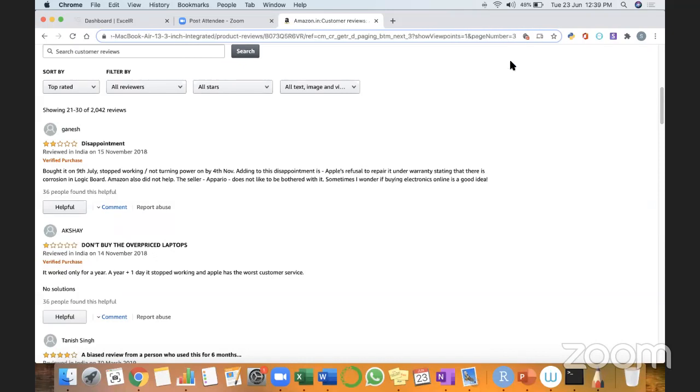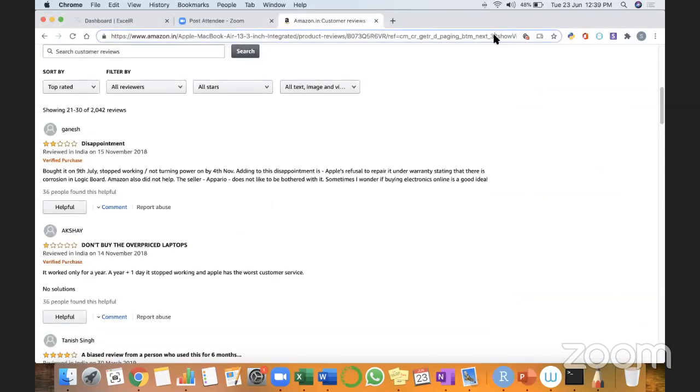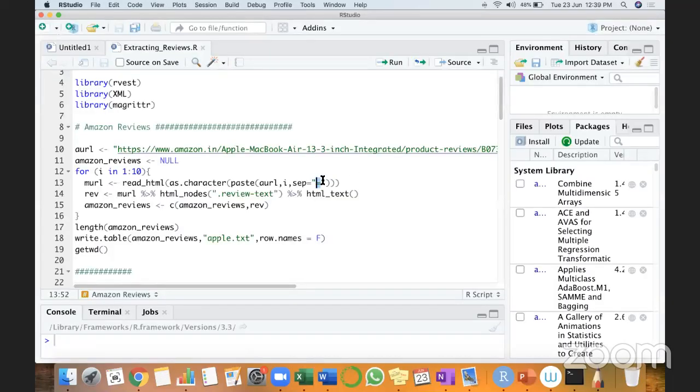It's page number 3. That means this URL remains the same, that is static, only the page number would change. So that is what we are giving here. The URL does not change, so the i value changes every time we loop to the next page. And what is the separator between the URL and this page number? That is equal to. So the separator between the static URL and the page number is equal to. That is what we have given here.